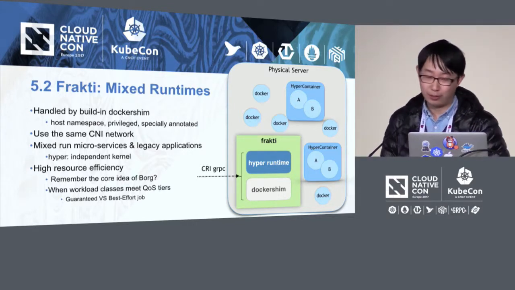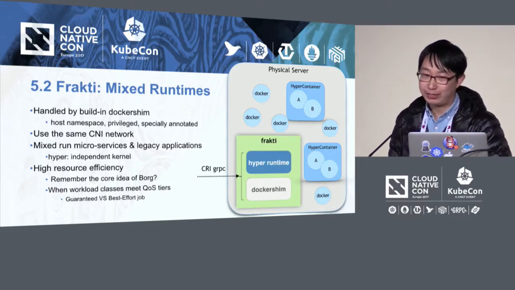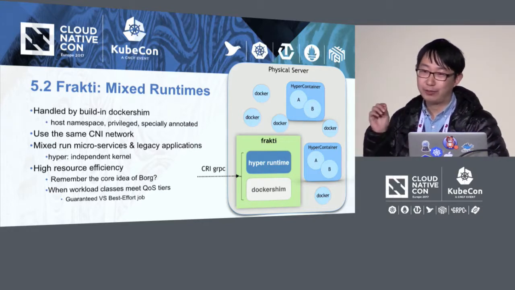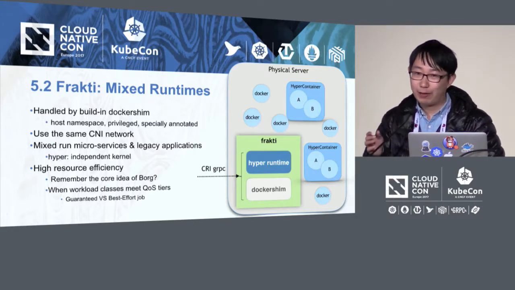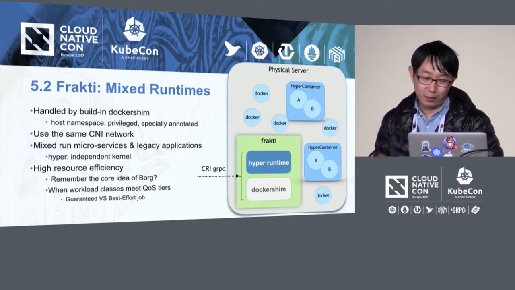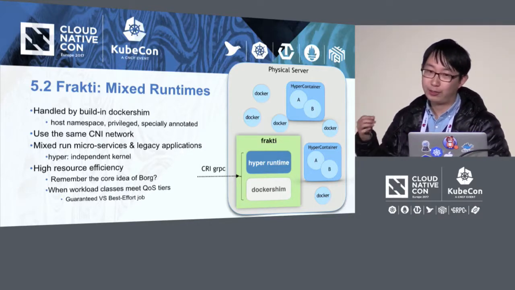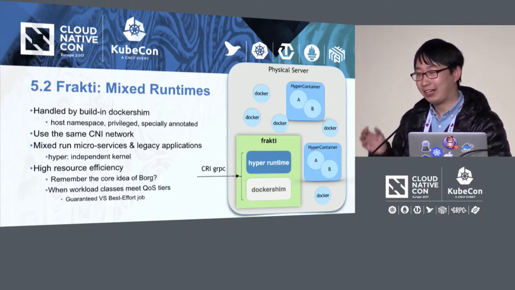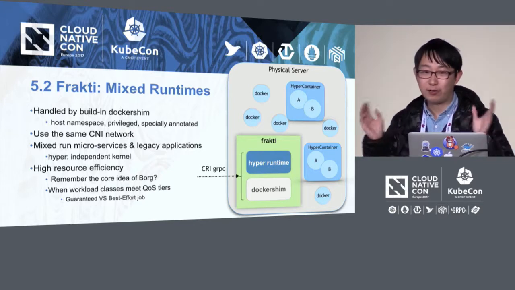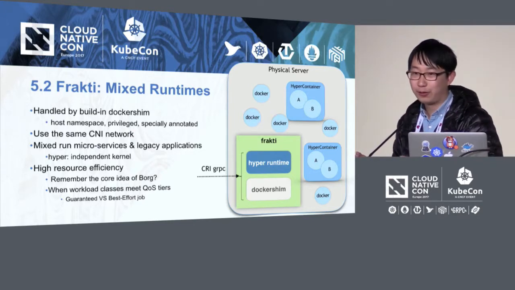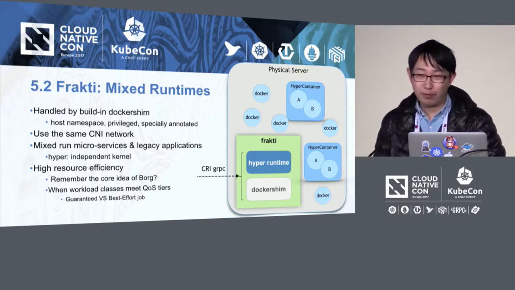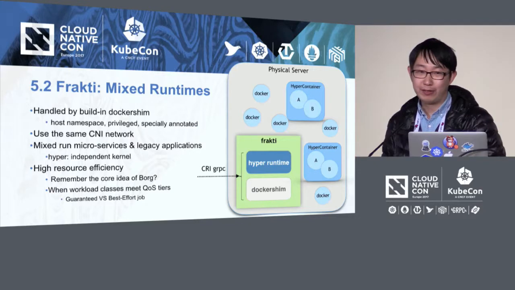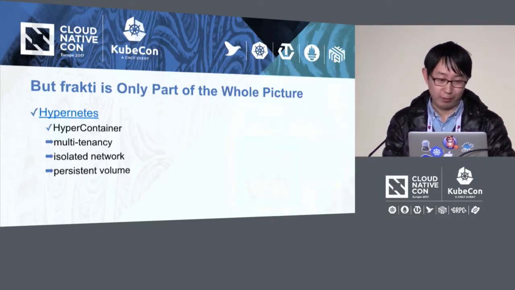It also enables the so-called high resource efficiency model, which is mentioned in Borg. Does anyone remember the core idea of Borg? Yes, it encourages you to deploy mixed workloads with mixed priorities. For example, in this case, you can run your critical pod, the guaranteed pod, in HyperContainer, so it will be protected and isolated by the hypervisor from noisy neighbors. On the other hand, you can also, at the same time, run your best effort or burstable pods in Docker runtimes, so they can be evicted or preempted in the future very easily. So that's how Frakti works.